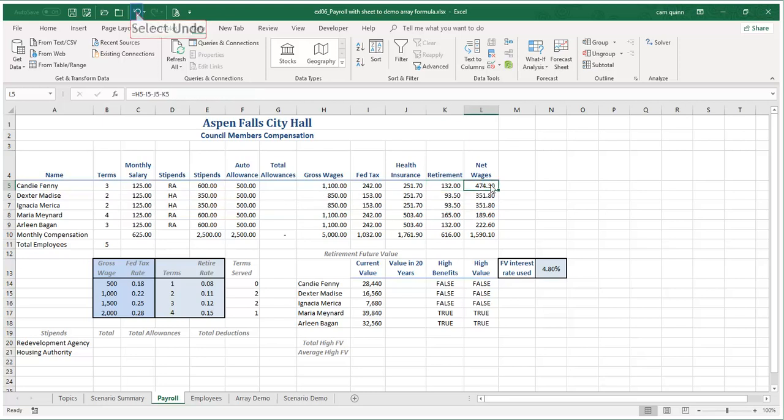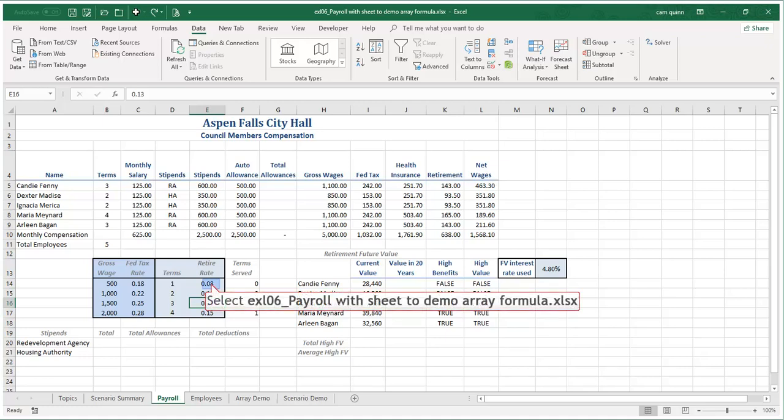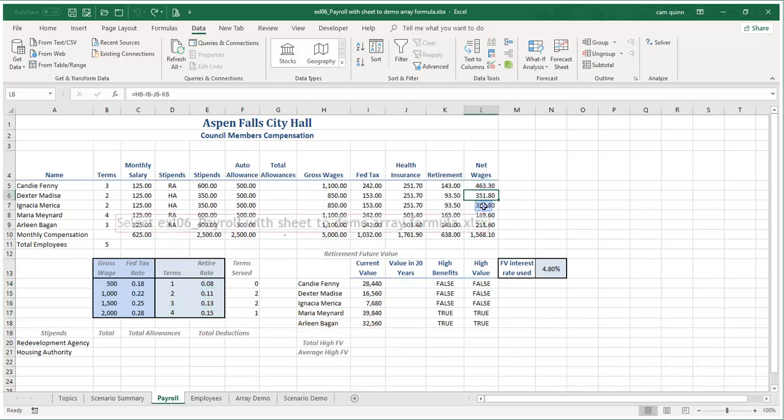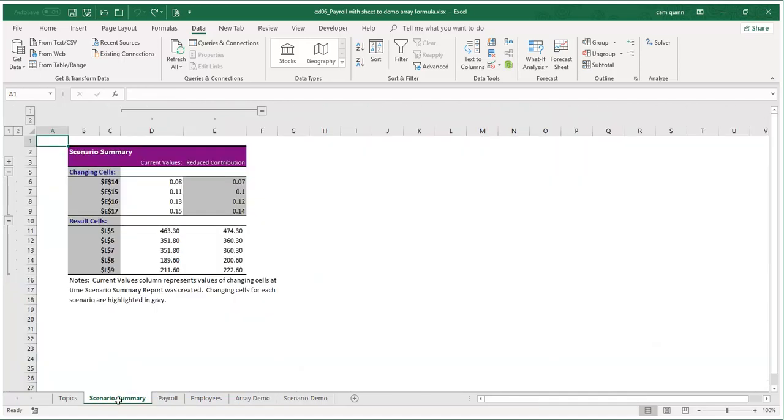Okay, so instead of using Scenario Manager, I could simply change these numbers and then see what the results are. But the problem with that is that if I forget to change one of them back, we have a problem. So with Scenario Manager, what it allows me to do is see the effect of those changes without actually changing the numbers. So I can see what the results are based on these contribution rates. Okay. Now let me show you a better example.